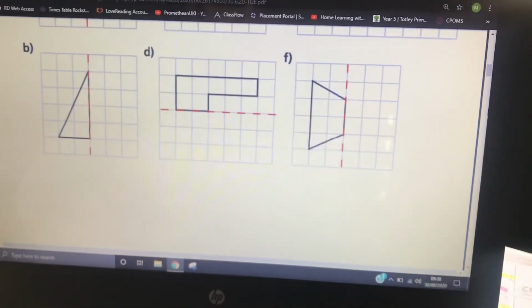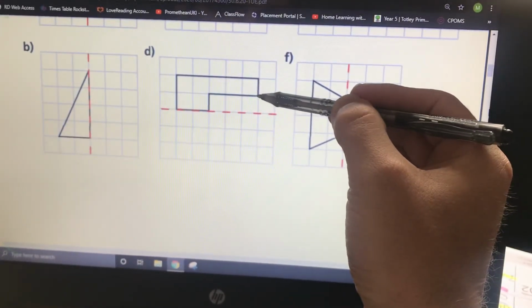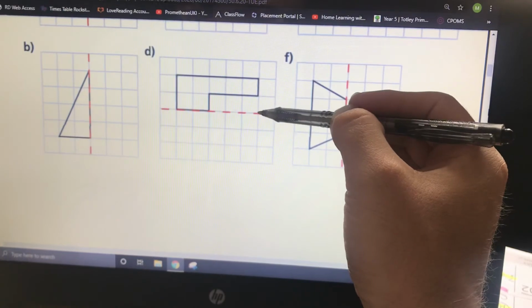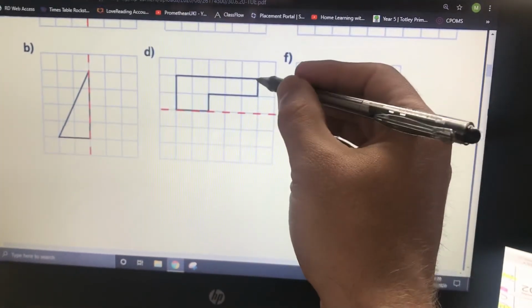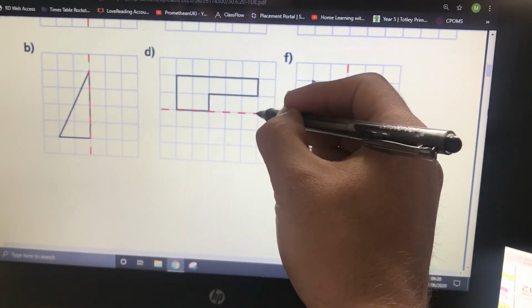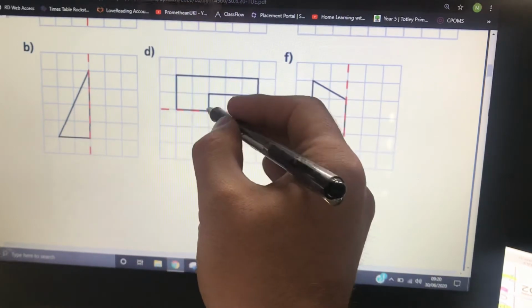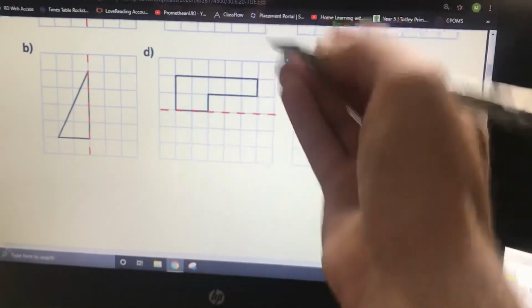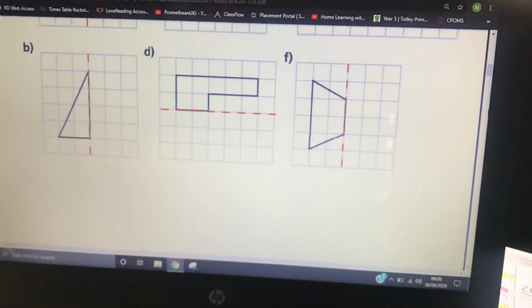So if you're doing this one here, you'd count 1, so there's 1 space, and I'd put a little dot on it. And then you do this one, you go 1, 2, put a little dot on it. 1, 1. So if you count to the line and then count the same distance again, you'll get the shape correct, okay?